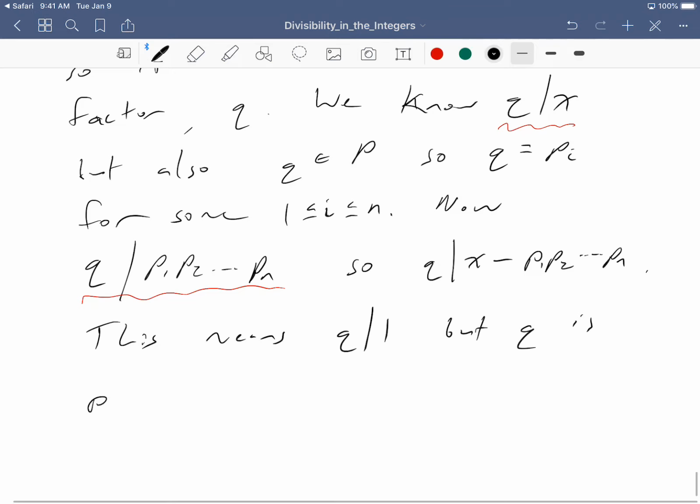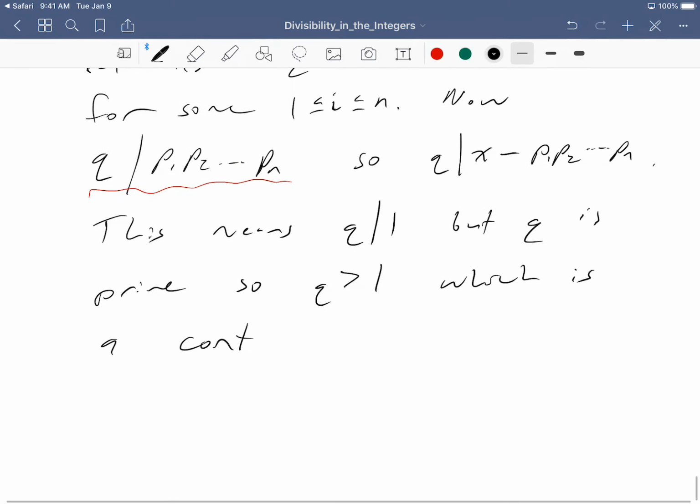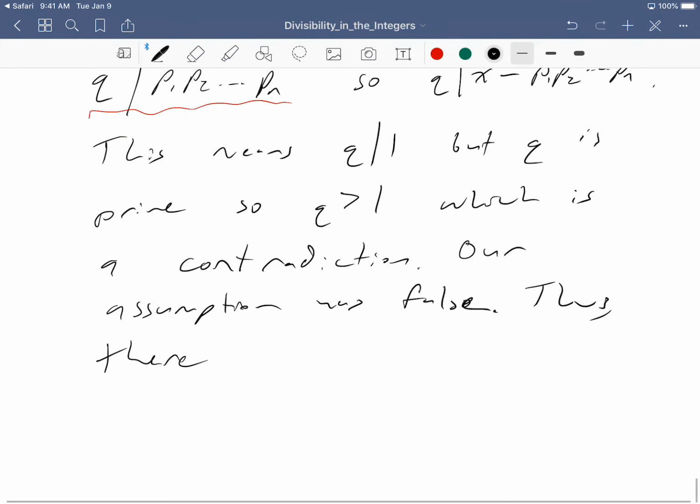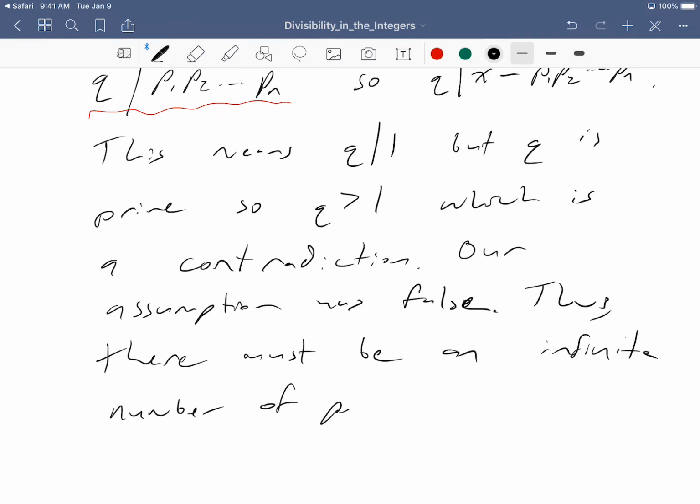But Q is prime, so Q is greater than 1, which is a contradiction. Okay, and so what we said is Q is a prime, but Q divides 1, which makes no sense at all, so our assumption has to be wrong. So our assumption was false. Thus, there must be an infinite number of primes. All right, and that's our proof that there have to be an infinite number of primes.